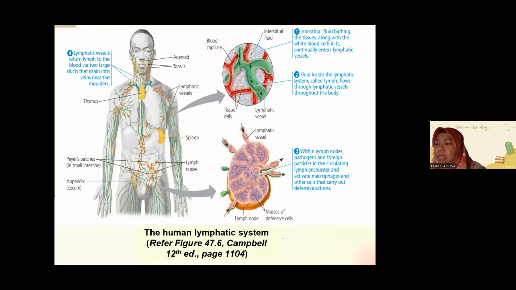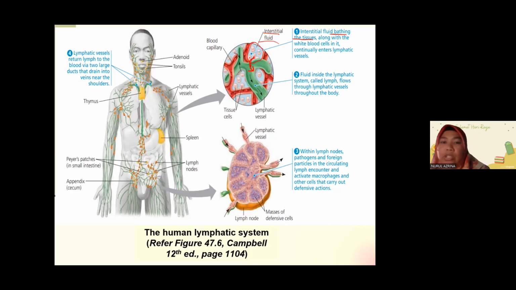First of all, remember that in between our cells there is fluid, which we call interstitial fluid. The interstitial fluid bathes the surrounding tissue along with white blood cells in it, and sometimes it continually enters the lymphatic vessel. Why does this happen? It is due to a difference in pressure. The pressure inside the interstitial fluid is slightly higher than inside the lymphatic vessel, causing some of the interstitial fluid to diffuse into the lymphatic vessel.